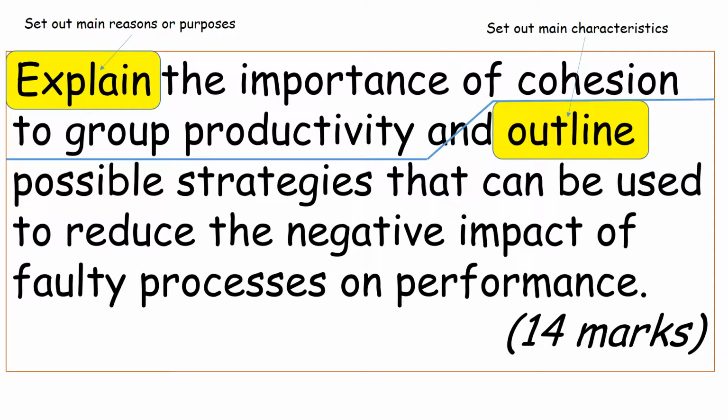Okay, this is where I drew my line. So for me, there's two questions, and it's really important to do this on the extended questions within psychology. The first question is asking us to explain, and this is to do with more key terms and theories that help us to, in this question, explain the importance of cohesion to group productivity. The second question asks us to outline or set out the main characteristics, and this is much more general. This can almost be a list that you write out. So this could also ask you to list the possible strategies that can be used to reduce the negative impact.